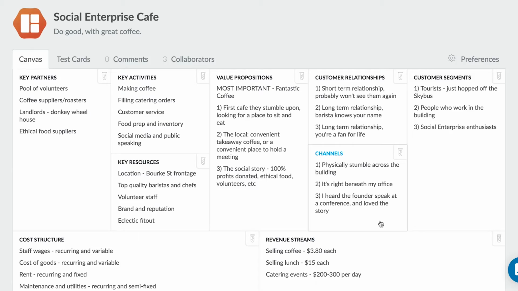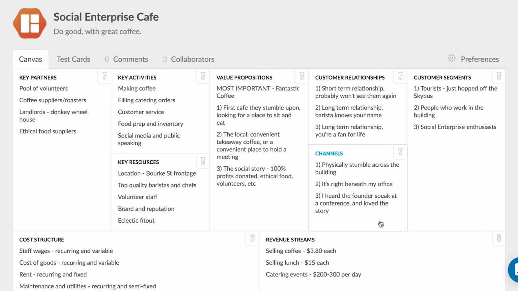Similarly, our channels vary for each customer segment. For our tourist customer, they physically walked in front of the building, or maybe they found us on TripAdvisor or something like that. For the people who work in the nearby area, the way they find you is you're physically right underneath their office. You're conveniently located there. They didn't seek you out, it just so happened you were in the right spot.